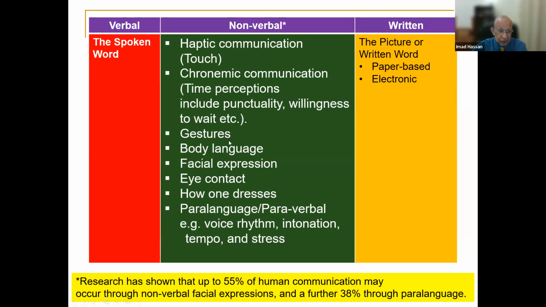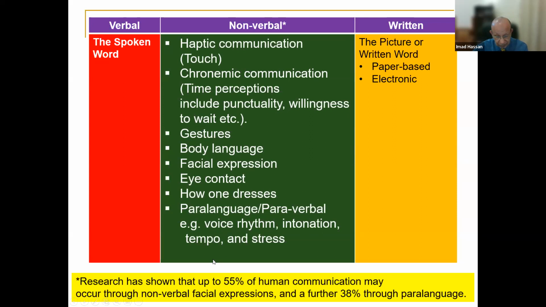Now, gestures, body language, facial expression, eye contact, the way you dress is actually a component of how you communicate with people, right? If you are well dressed, you give them that reassurance that you are a highly professional individual. An important element of communication is something called the paralanguage or the paraverbal. This is all about the voice rhythm, the intonation. You increase your voice, you reduce your voice, right? You go fast, you go slow. These all have an impact on what patients perceive, right? So the nonverbal elements of communication are very important.